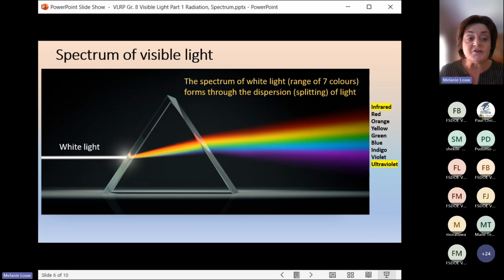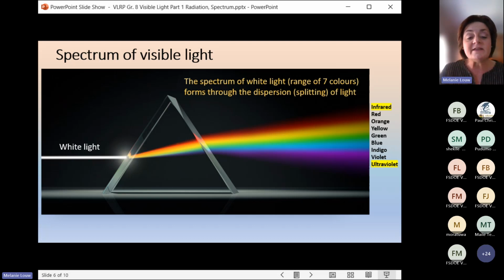Then the second thing that you must know in the lesson of this afternoon is that we can get the spectrum of visible light. Now, what do we have in this photograph here? We have a ray of white light being shone on the side of a triangular prism, and then inside the prism the light is dispersed. That is also a new word. Dispersed means to be split up into 7 colors.